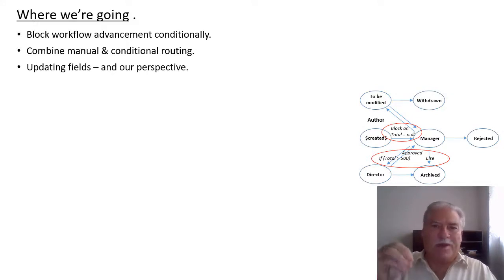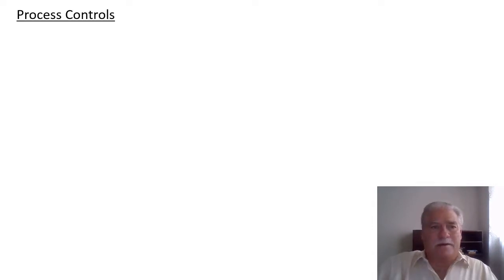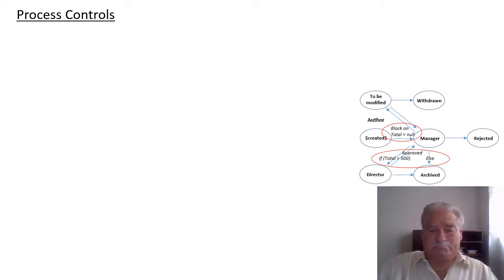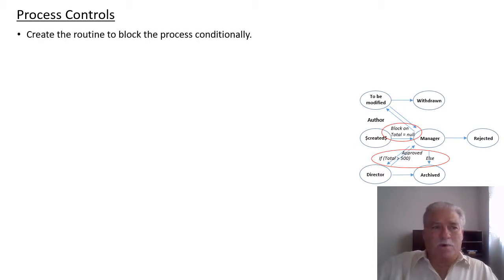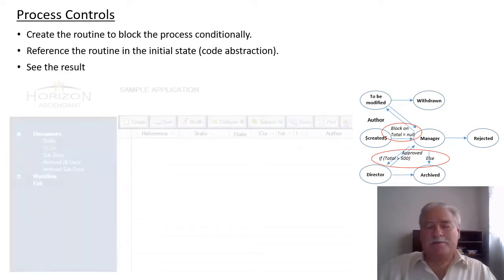I want to give a little background into the why, Workflow Ascendant. We'll be providing a controlled space for user comments. Okay, for process controls, we want to create the routine to block the process conditionally. We will reference the routine in the initial state using code abstraction and hopefully see the result.